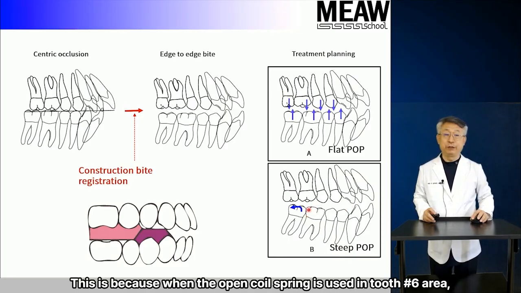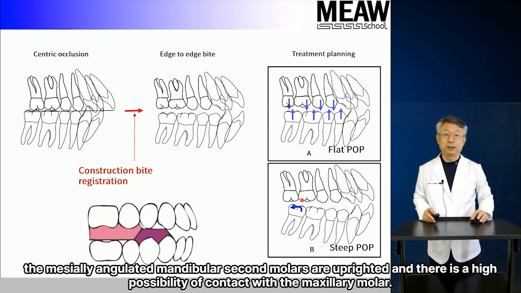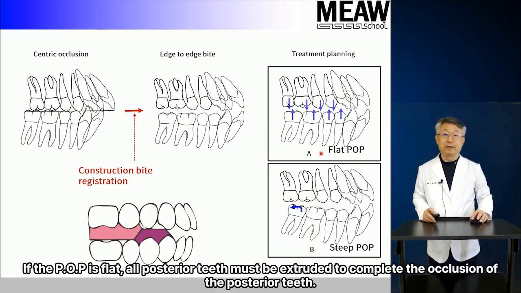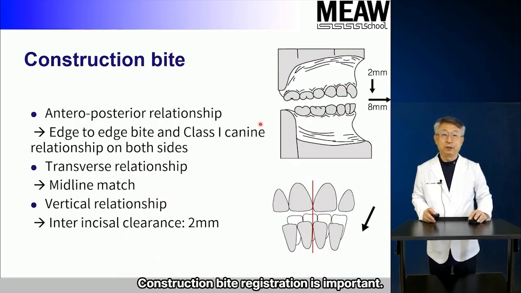This is because when the open coil spring is used in the tooth number 6 area, the mesially angulated mandibular second molars are uprighted, and there is a high possibility of contact with the maxillary molar. If the POP is flat, all posterior teeth must be extruded to complete the occlusion of the posterior teeth. Construction bite registration is important.